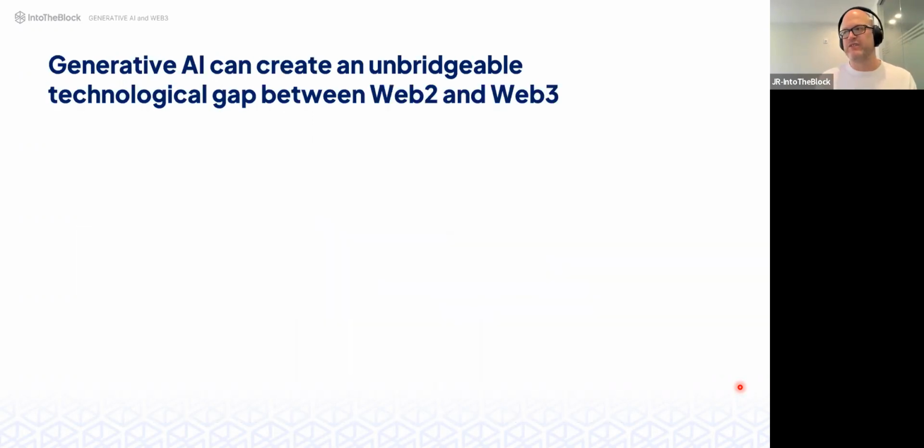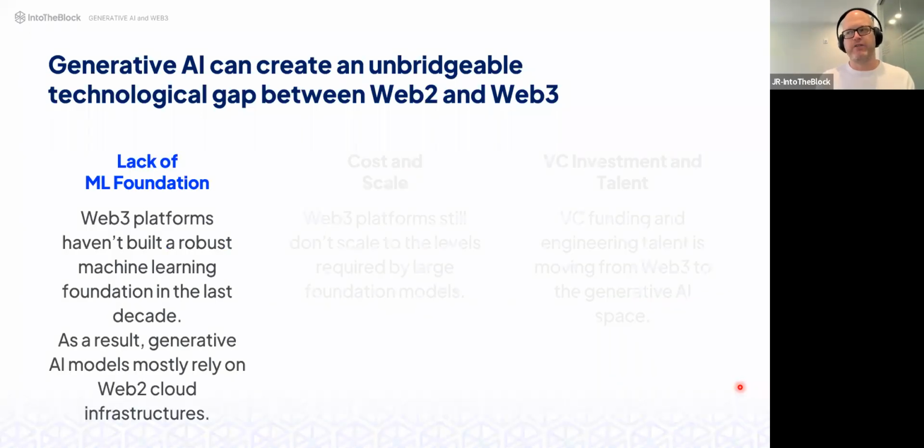The fundamental thesis here is that generative AI is probably creating a massive gap between Web2 and Web3. The reason is very simple. Web3 doesn't have a machine learning foundation. For a decade, we just didn't bother to incorporate machine learning capabilities in Web3 applications. It was too early, whatever, but we just didn't have it.